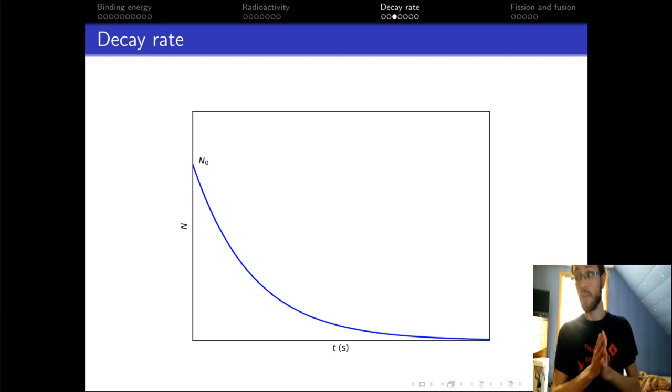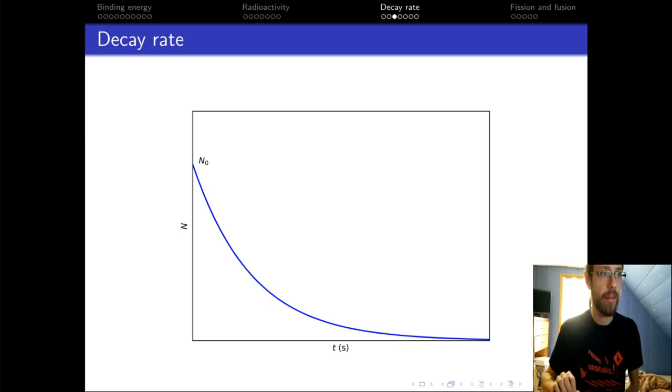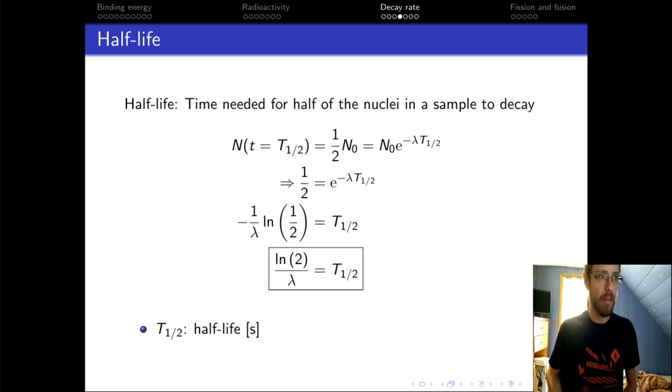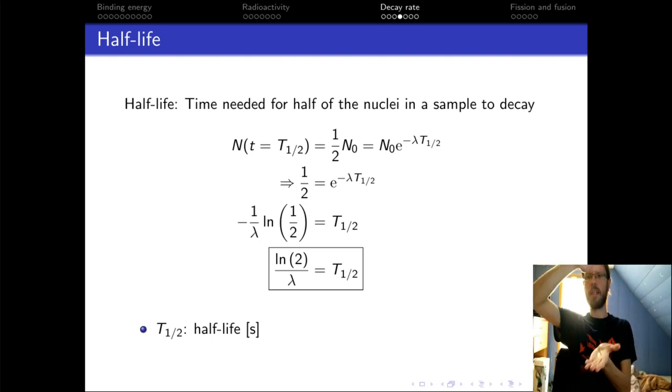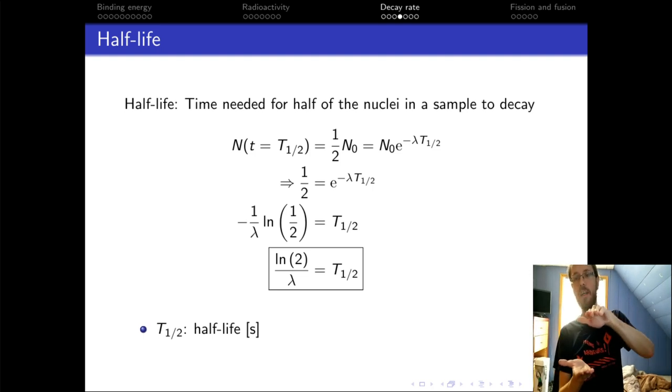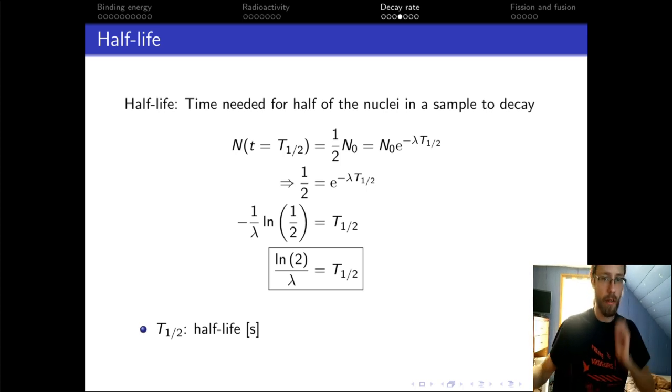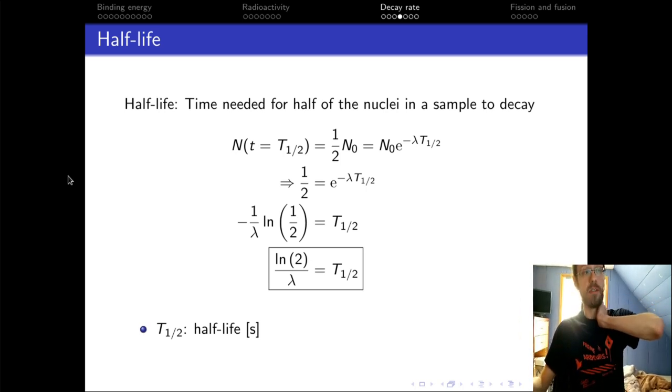How many decays we'll have will depend on how many nuclei we have. So the less we have, the less decay we'll also measure. And we can define a very specific time, which we'll call the half-life, which is, if you are positive, the time you have to wait to only have one half of your nuclei remaining, or if you are feeling negative, the time you have to wait for half of your nuclei to decay. So the logic is, we try to find the time for which N of t is equal to one half of what we started with.